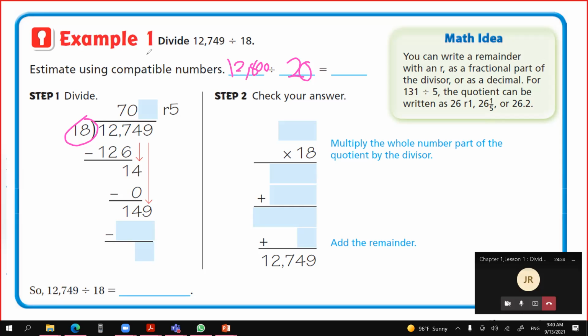Now then, let's divide 12,800. Yeah, you can choose what you want. Over 20. Now, how many 20 in 128?